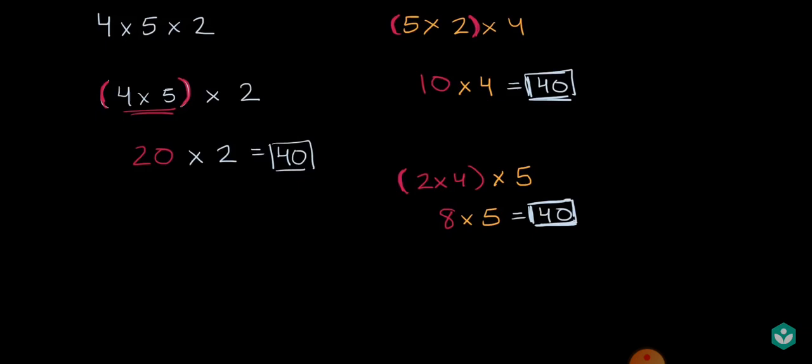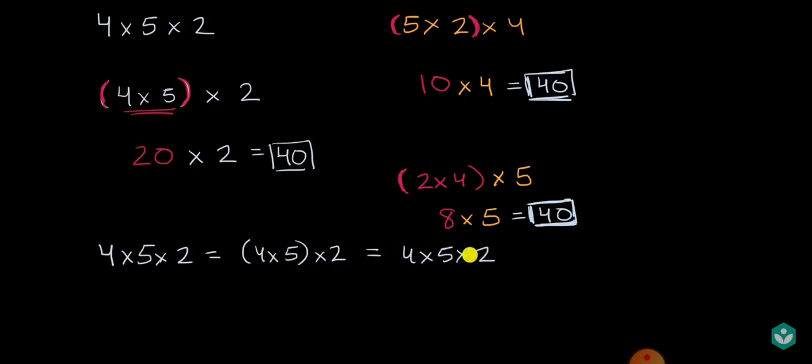In fact, you could write 4 times 5 times 2. You could do the 4 times 5 first, or you could do the 5 times 2 first. So it doesn't matter which order you multiply these things in. In every case, you are going to get 40.